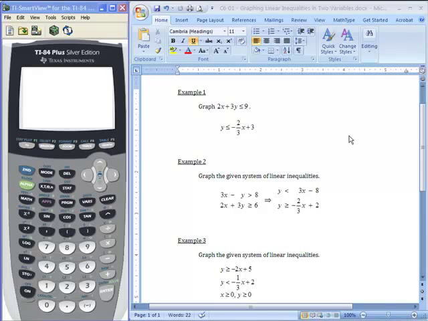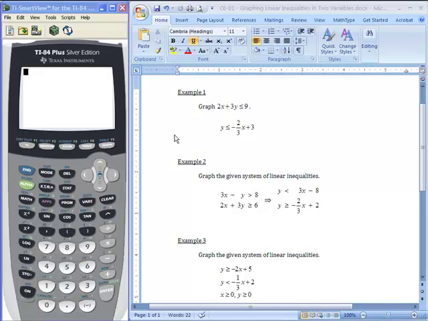Graphing linear inequalities in two variables. Not only can your calculator graph functions in two variables or equations in two variables when you can solve for one of the variables, it turns out that it can also graph the linear inequalities that we need to deal with. And it does so by graphing the line associated with the inequality and then shading to one side or the other. Let's see how that works.